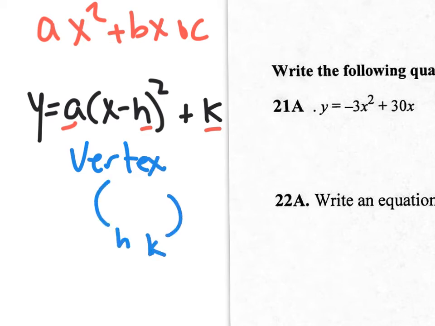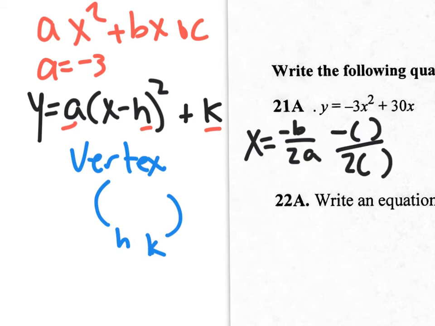So if we look at 21a right here, do we have an a value? Yes, we do. It's negative 3. So the a value, let me just write this, a equals negative 3. Okay, now do we have a vertex? Well, it doesn't give us the vertex directly, but you could always find the vertex. Hopefully you guys remember how to do that. You find the vertex by doing the formula x equals negative b over 2a. And of course, when you use this formula, use parentheses when you plug in your values. And the b value right here is 30, and the a value is negative 3.